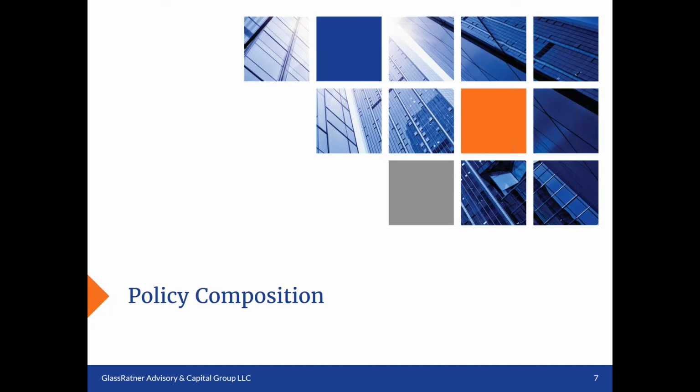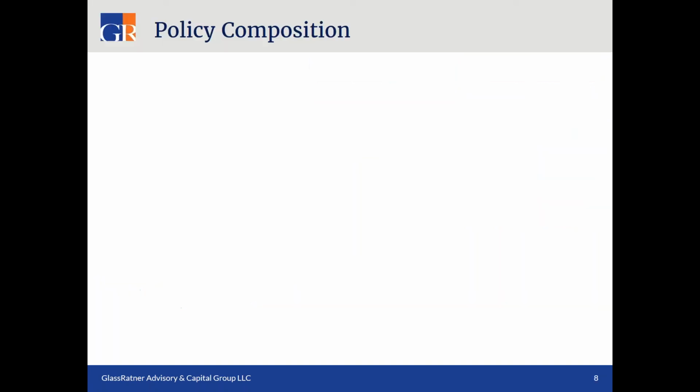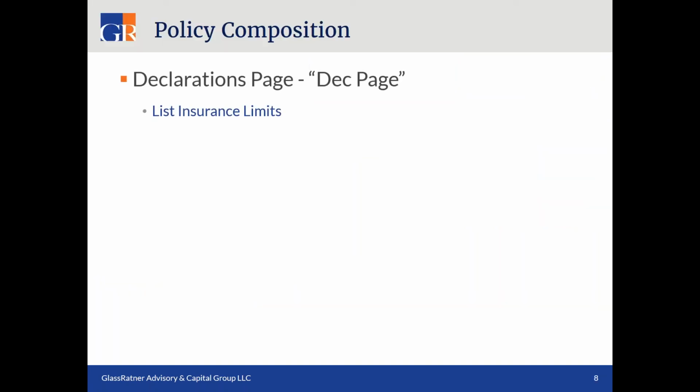So let's look at a typical policy and how it's built. We're going to look at the composition of the different forms. What sort of forms should you be looking for and asking for from a business owner who may have a business interruption policy? And what are the different areas that we are going to reference in terms of a BI measurement?